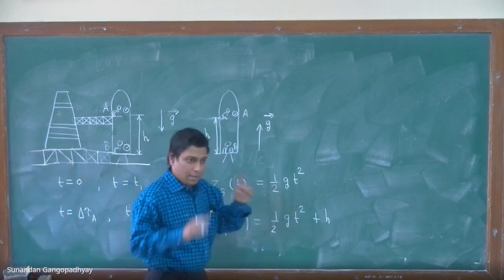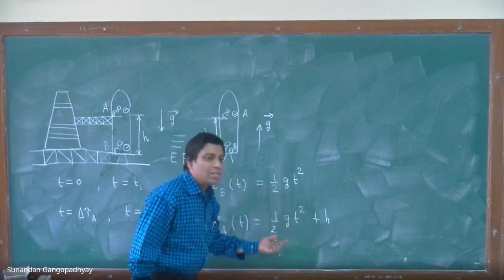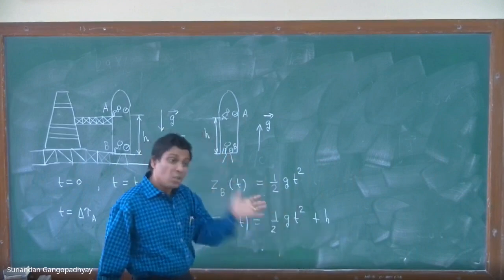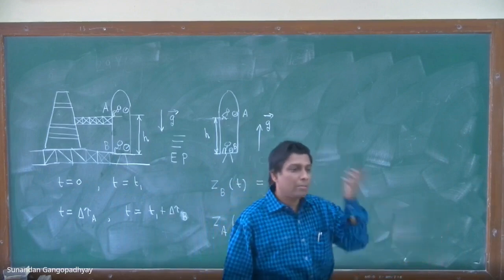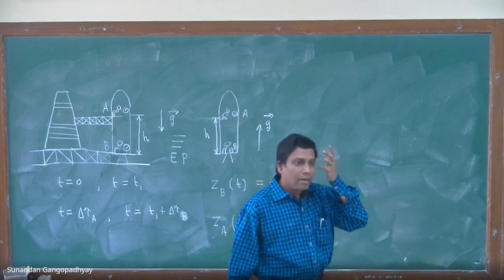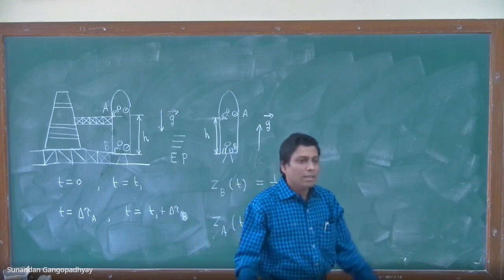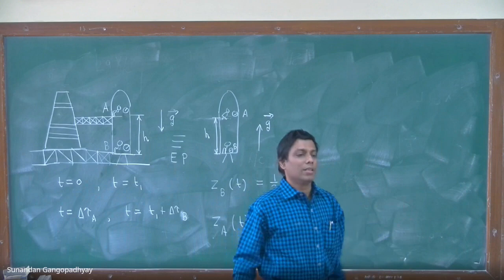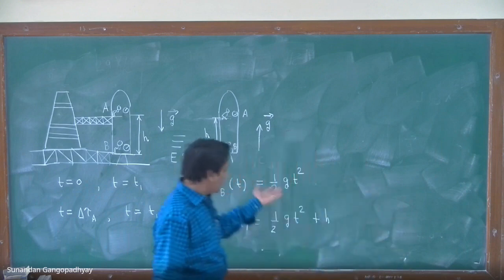There is a word of caution about whether these equations will hold or not. We are assuming that the acceleration due to gravity is 9.8 meter per second square, and the time interval that we are considering is not so much that you have reached the relativistic regime. You are still in the non-relativistic regime. Then these things will work.